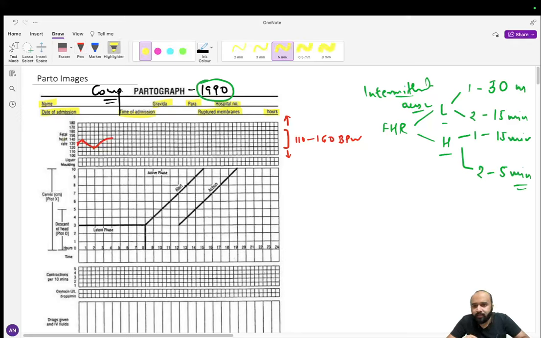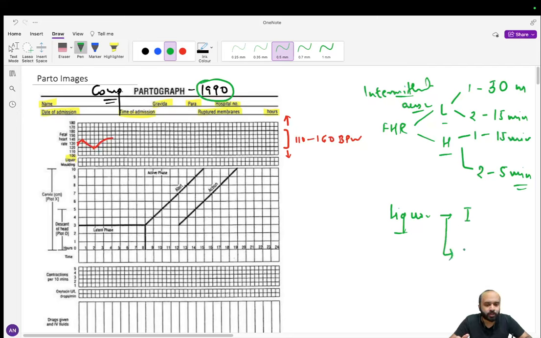The next thing that I have over here is liquor, whatever you call it. So liquor is your amniotic fluid. When you talk about liquor, first of all, your membranes can be intact or they can be ruptured. So in this box that you can see, you will be writing whether it is ruptured or not ruptured. If it is ruptured, then you also have to write what is the type of rupture.